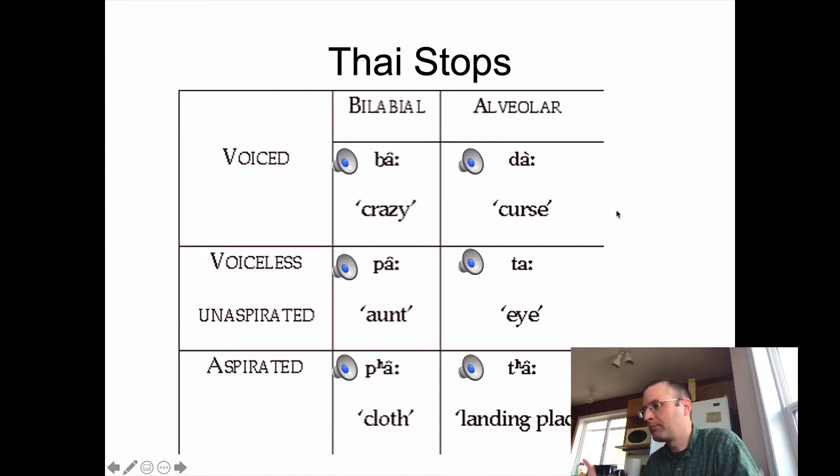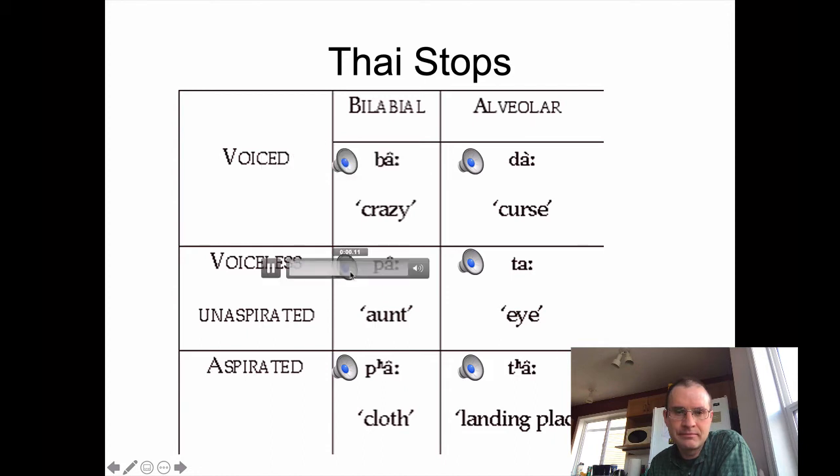And I'll play them for you first and then hopefully you can make sense of what's going on. So we'll do the bilabials first. Ba, ba, pa. I'll do that one more time. Ba, ba, pa. And the alveolars. Da, da, ta. So Thai is a tone language as well.